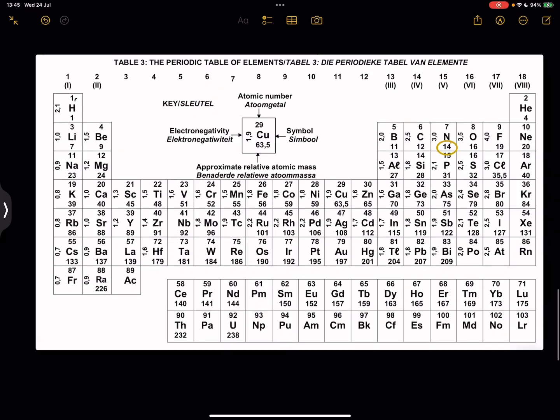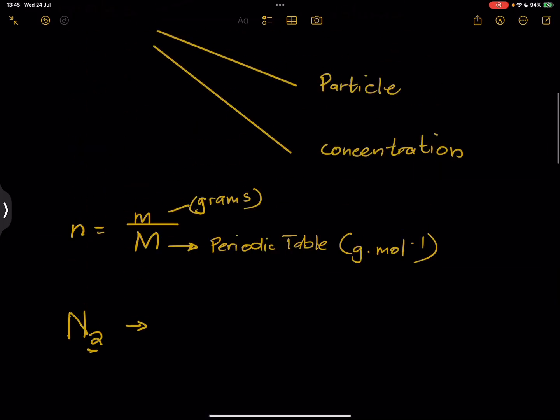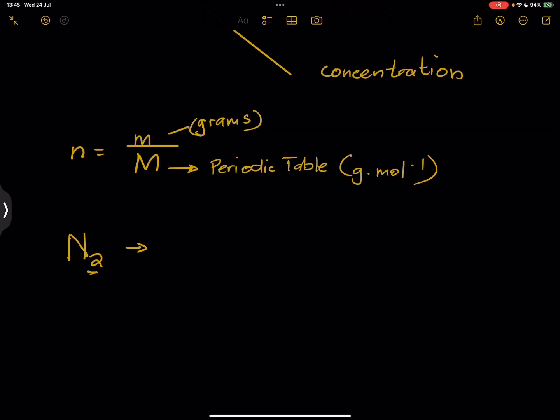So ladies and gents, please, I want you to note. To determine the molar mass of nitrogen, all we're going to do is say, well, we've got 2 atoms of nitrogen and we multiply that by the molar mass, which is 14. And so that means that the molar mass would be 28 grams per mole.